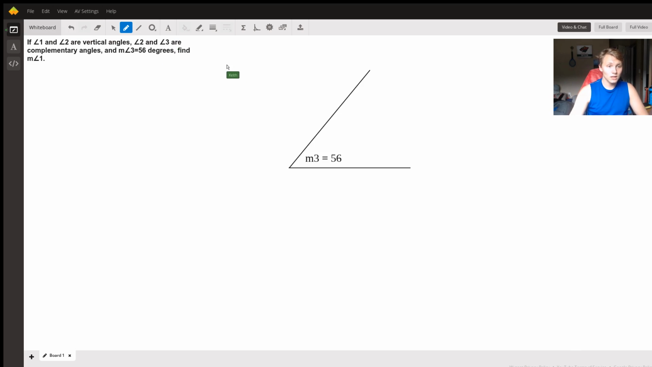And so if 2 and 3 add up to 90 degrees, well, this is measure 3. If this is angle 3, then angle 2 will be this angle, whatever this ends up being. But we know that 2 plus 3 equals 90, so this is angle 2, which we know is equal to 90 minus 56. So the measure of angle 2 is equal to 90 minus 56, which is 34.